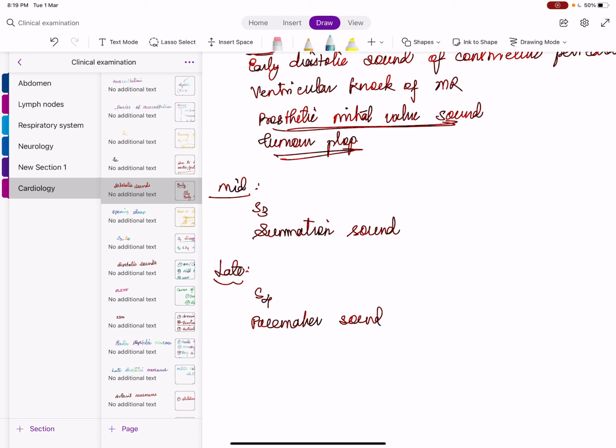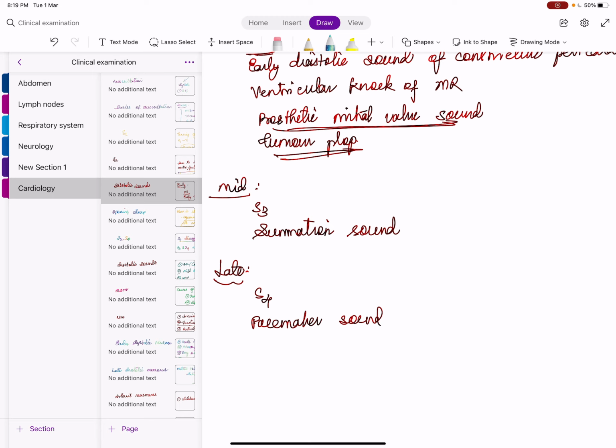Narrow split is nothing but just one step prior to this one, so the same conditions occur: severe AS, LBBB. But two important things they have given are PDA and AR for narrow split. So till now, what we have been told is that the split is there, but it is abnormal.